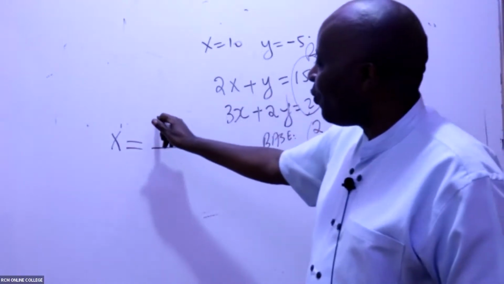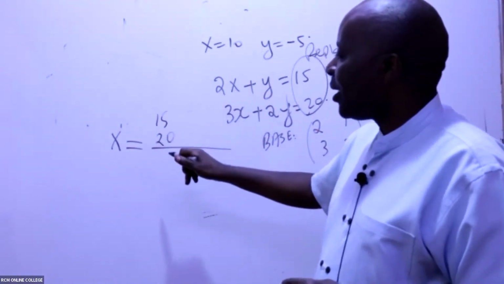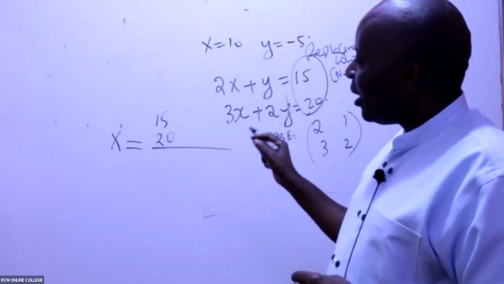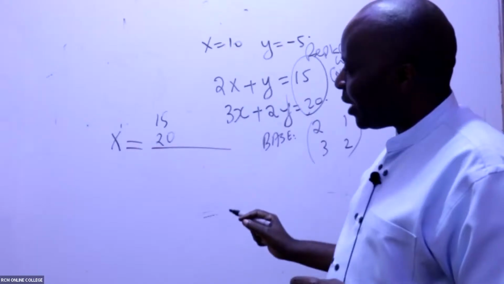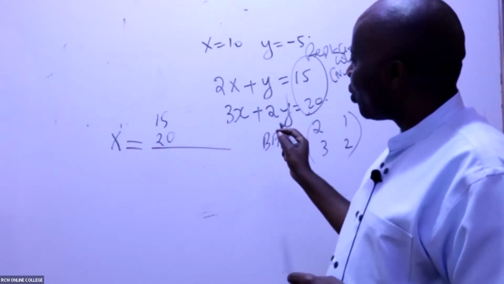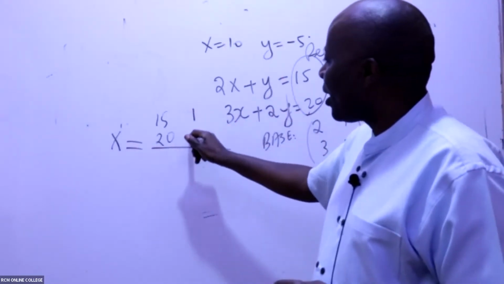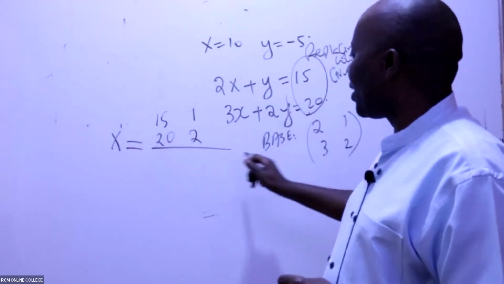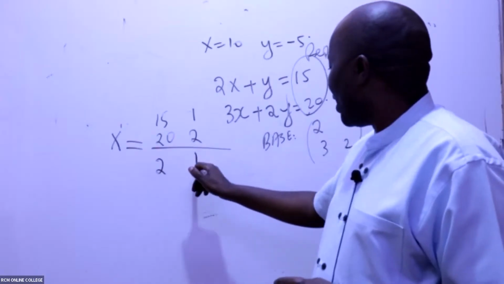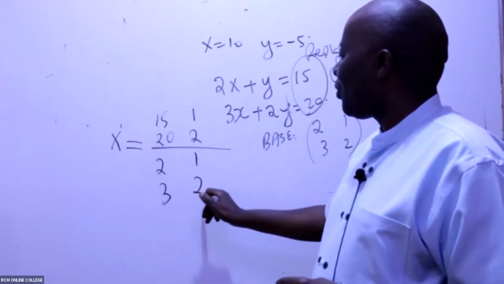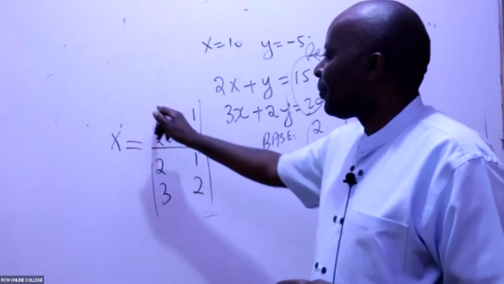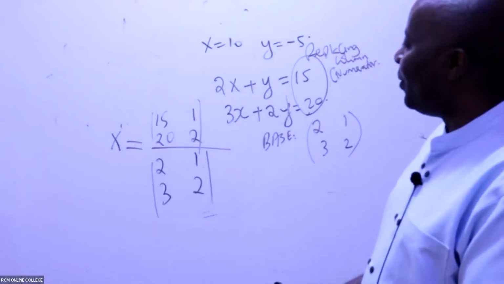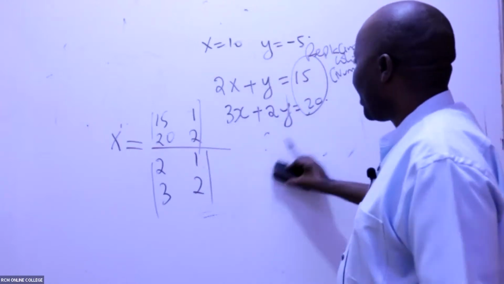So I shall have here 15, 20. If they want me to give them x, then it is only the column of x that can be affected. Y will remain. So y remaining means 1, 2, like that. Divided by the determinant of the base. The base here is 2, 1, 3, 2. So determinants like that.